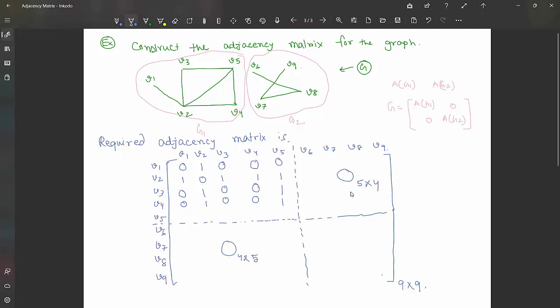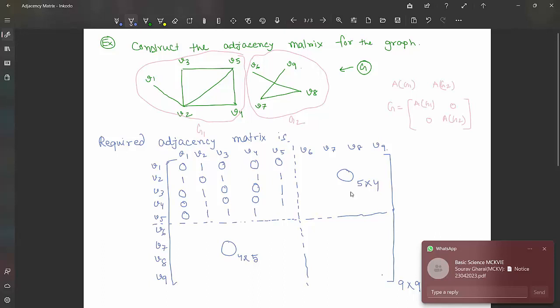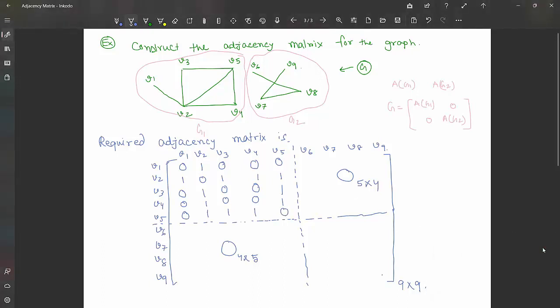Then V5, so V5 to V1 no direct connection. V5 to V2 there is one connection, so V5 to V2 is 1. V5 to V3 is 1. V5 to V4 is 1, and V5 to V5 since there is no self loop, put here 0. So this is the first adjacency matrix for the component G1, and you can check that this is also a symmetric matrix. So after that, do it for G2.